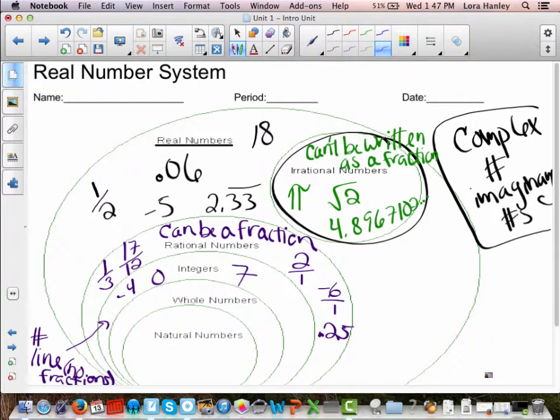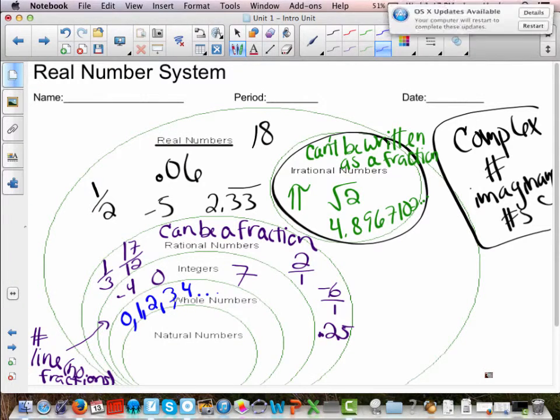Alright. Whole numbers are what you learned back in kindergarten. So starting with 0 and 1, 2, 3, 4, etc., all the way up as high as we can go. They're only positive, they include 0, and there are never any fractions or decimals.